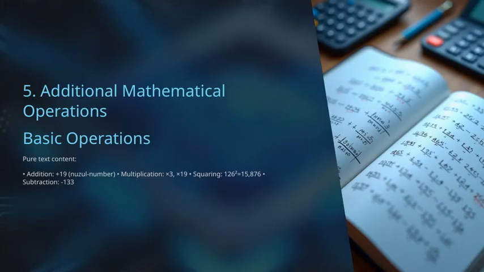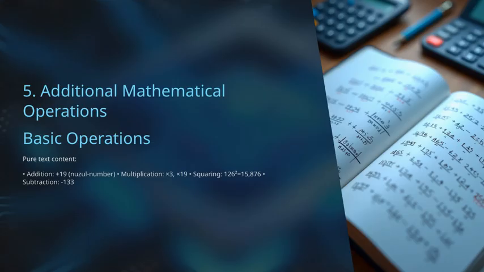Now, let's take a look at some additional mathematical operations that help us expand our understanding beyond just basic calculations. When we talk about addition, for example, we see the notation plus 19, which we can think of as a nuzul number. It's a simple way to represent adding 19 to a number. Moving on to multiplication, we encounter the symbols times 3 and times 19, meaning we're multiplying a number by 3 or by 19, respectively. These operations are fundamental in scaling numbers quickly and efficiently.